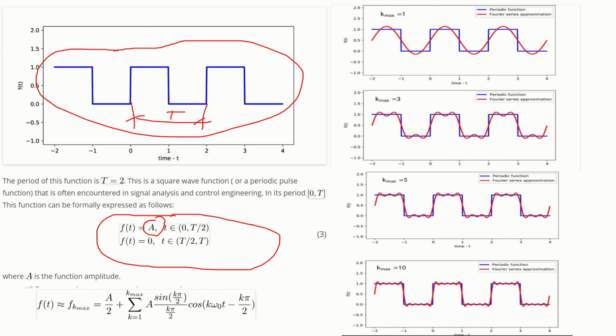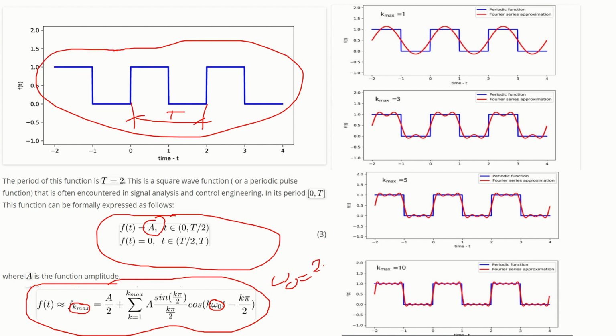On the website, you can find the link of the website below, I have made a detailed derivation of the Fourier series expansion of this function, and it's given as follows. K max is the maximal order of the approximation. Omega 0 is the fundamental angular frequency. Omega 0 is 2 pi over T, and k is the iteration index.